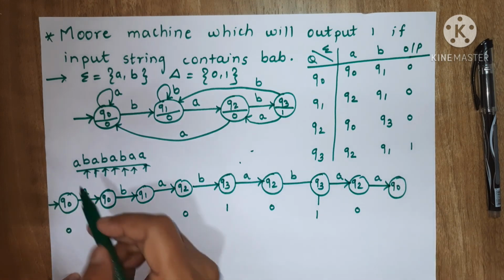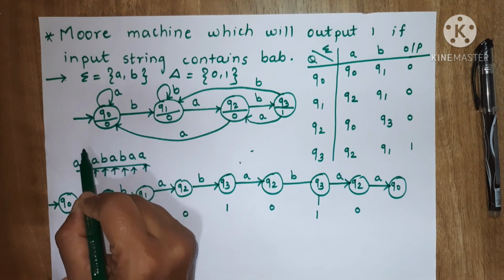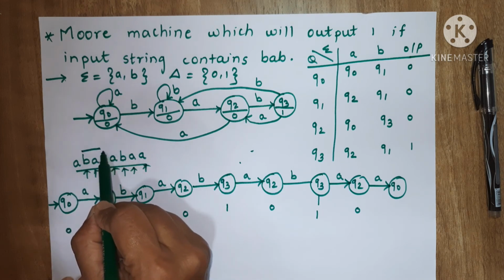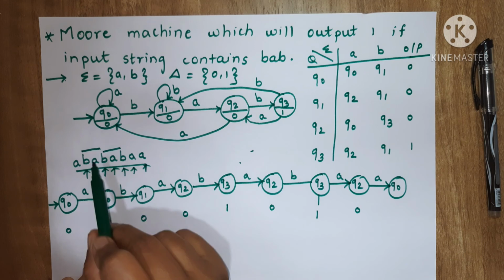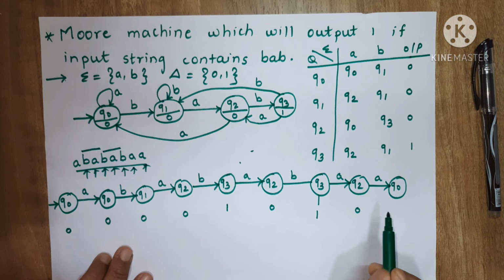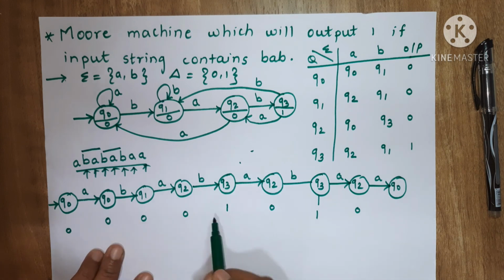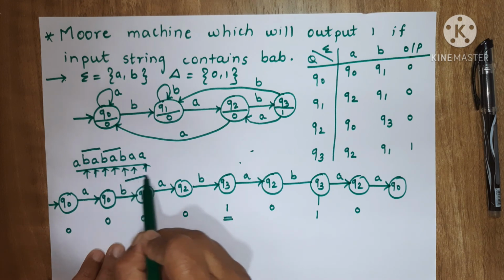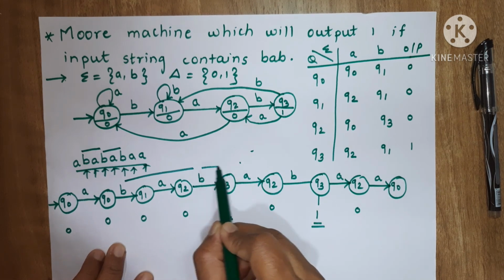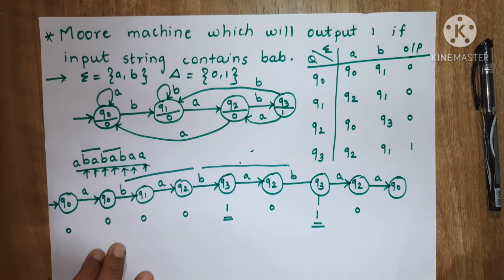Now if you see in the input string, how many sequences of BAB do we have? So this is one sequence of BAB, and this is another sequence of BAB. Okay, so there are two sequences of BAB. So that means there should be 1 in your output. If you check your output, this is the first one which you get after getting the string BAB, and this is the second one which you get after getting the next input, that is BAB. Okay, so that means our Mealy machine is correct.